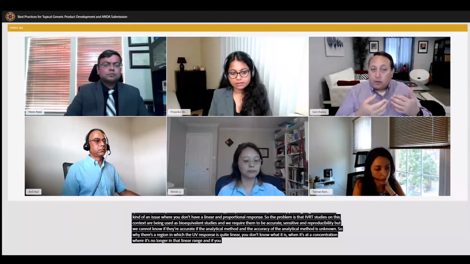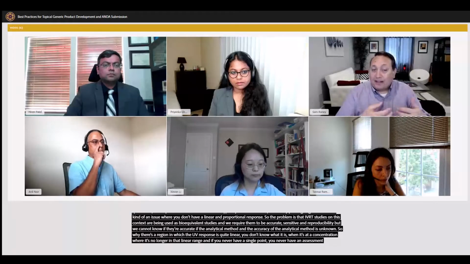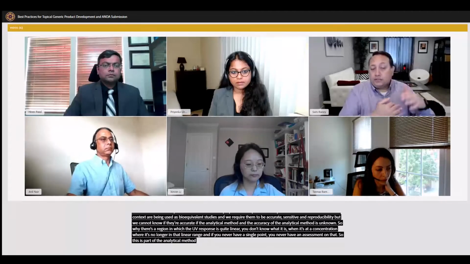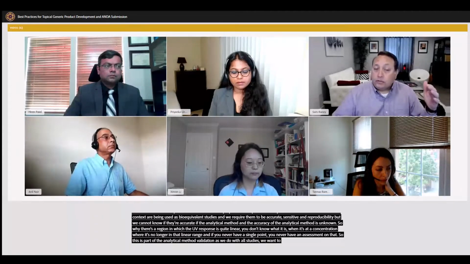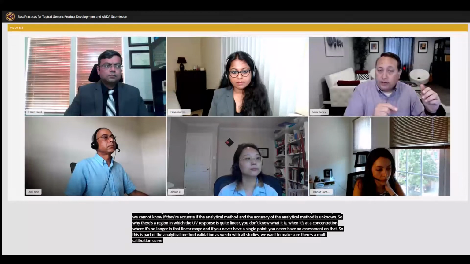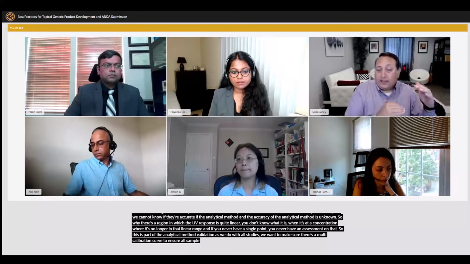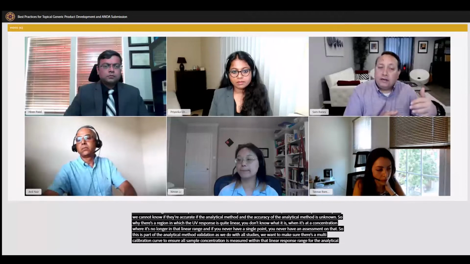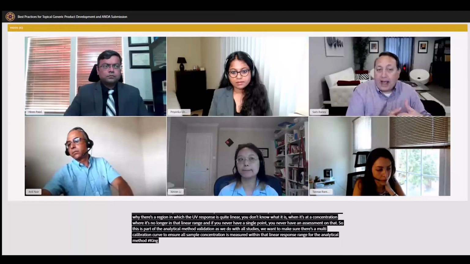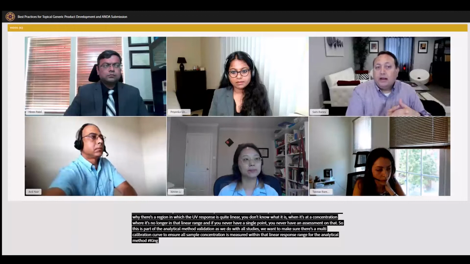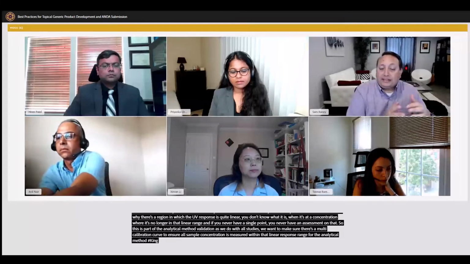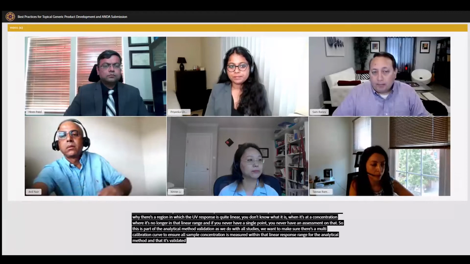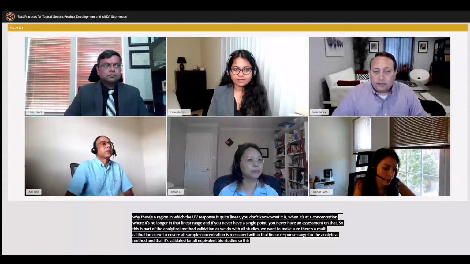So this is part of the reason why, as part of the analytical method validation, as we do for all bioequivalence studies, we want to make sure that there's a multi-point calibration curve to ensure that all sample concentrations being measured are within that linear response range for the analytical method, and that this is done in the same manner as the accuracy and reproducibility of the analytical method is validated for all bioequivalent studies. And so this is the reason why a multi-point calibration curve is recommended.